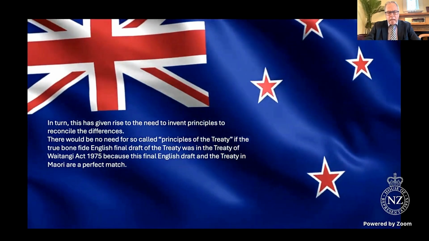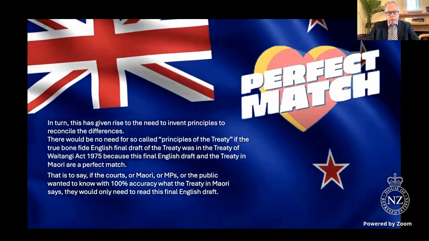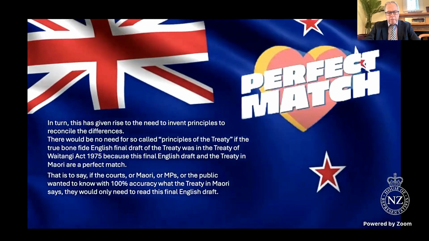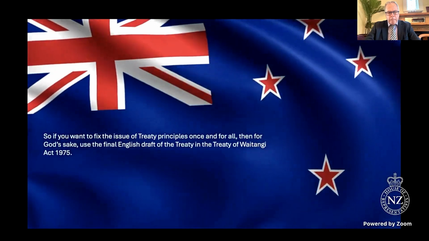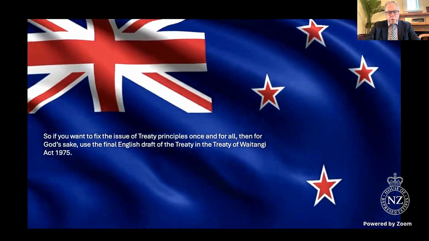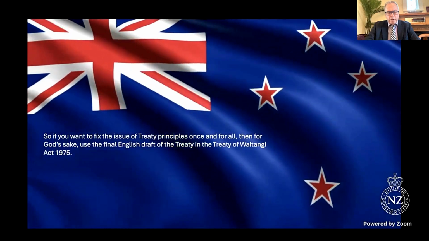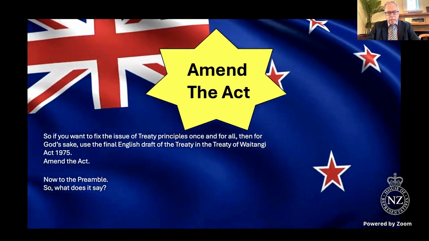are a perfect match. That is to say, if the courts or Maori or MPs or the public want to know with 100% accuracy what the treaty in Maori says, they would only need to read the final English draft. So if you want to fix the issue of treaty principles once and for all, then for God's sake, use the final English draft of the treaty in the Treaty of Waitangi Act 1975. Amend the Act. Now to the preamble.